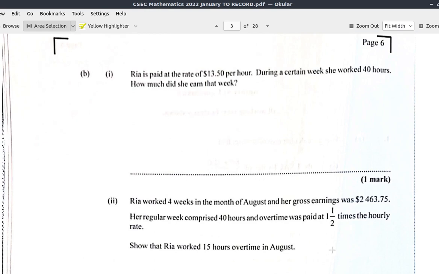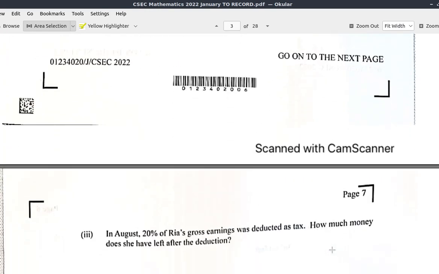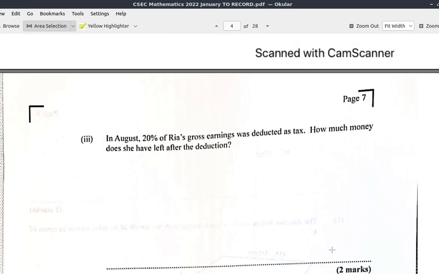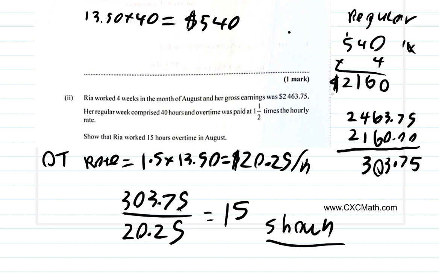Now, what else do they say you're to do? Say in August, 20% of Rhea's gross earning was deducted as tax. How much money does she have left after the deduction? Alright, 20% taken out as tax.